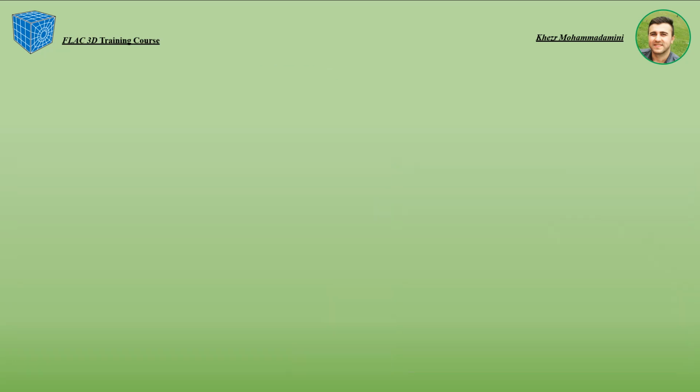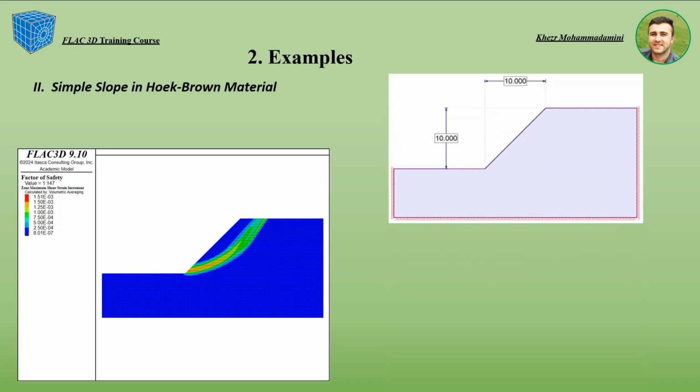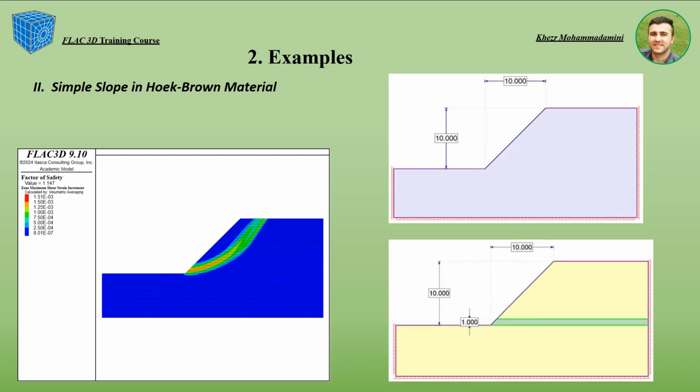So the second example is a slope titled Simple Slope in Hoek-Brown Material, which is available in the help of version 9. This slope is performed in two material cases. The first one is Hoek-Brown material, and the second is Hoek-Brown material with a Mohr-Coulomb layer in here.